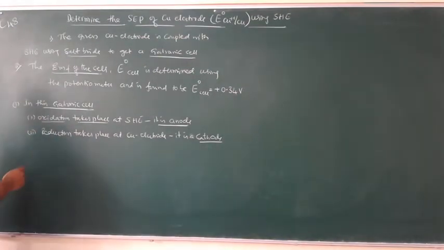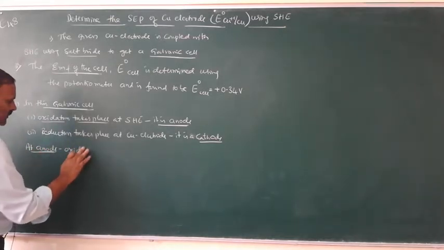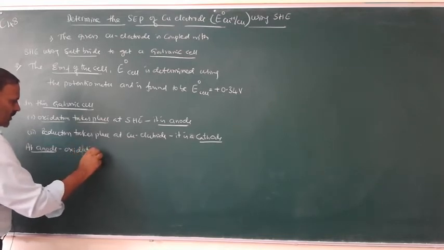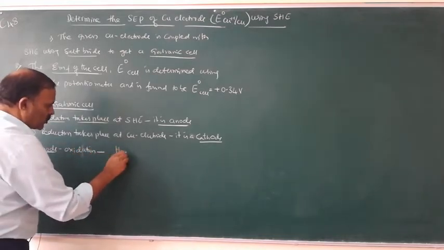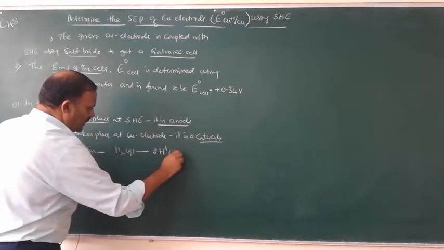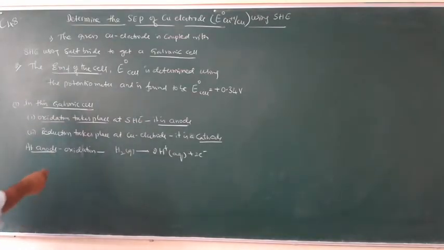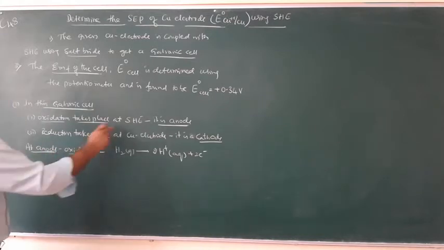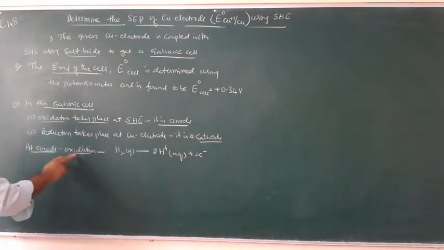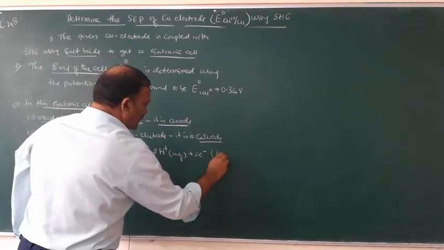So at anode, what happens? Oxidation takes place. What is the oxidation reaction? H2(g) gives 2H+(aq) plus 2 electrons. So if oxidation takes place at the anode, what is the anode here? SHE is the anode. Oxidation takes place at anode. This is the oxidation reaction, that is losing of electrons.